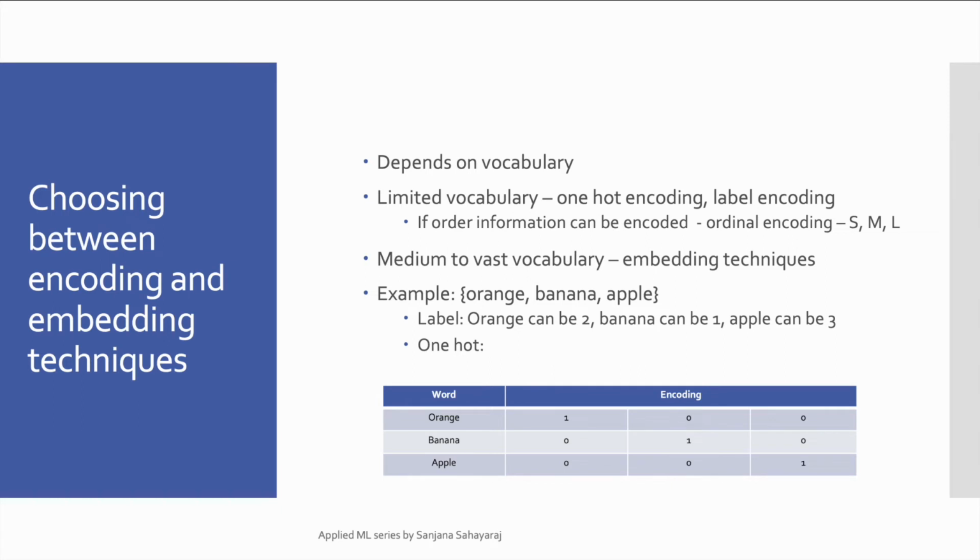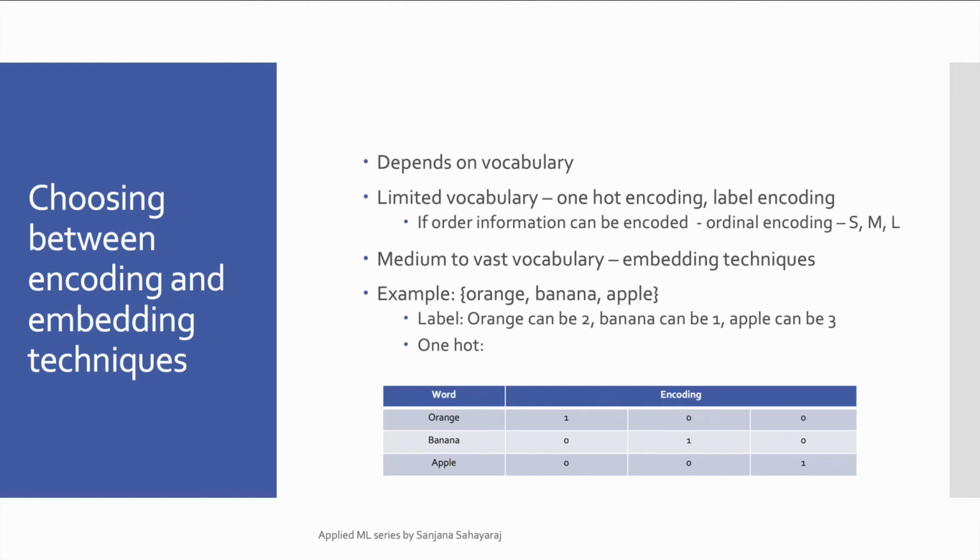So how do you choose between encoding and embedding techniques? It depends on what information from the text you need to be represented in its numerical format. But then you can also make a choice depending on the size of your vocabulary. If you have very limited vocabulary, you could use one-hot encoding, label encoding, and ordinal encoding.